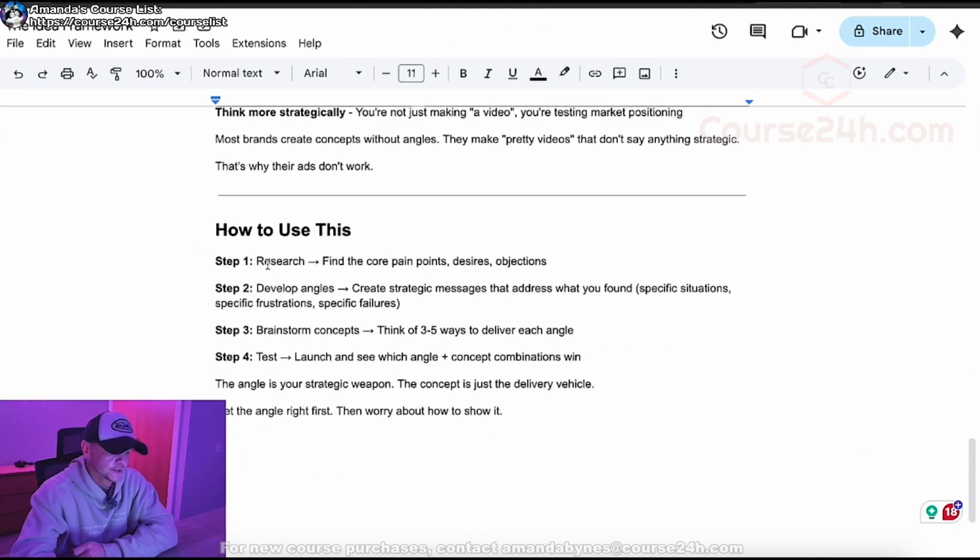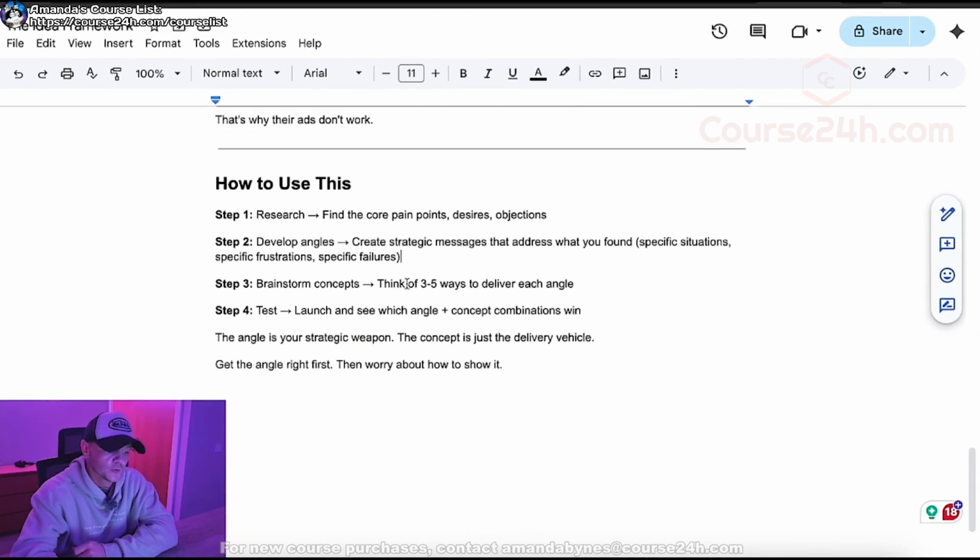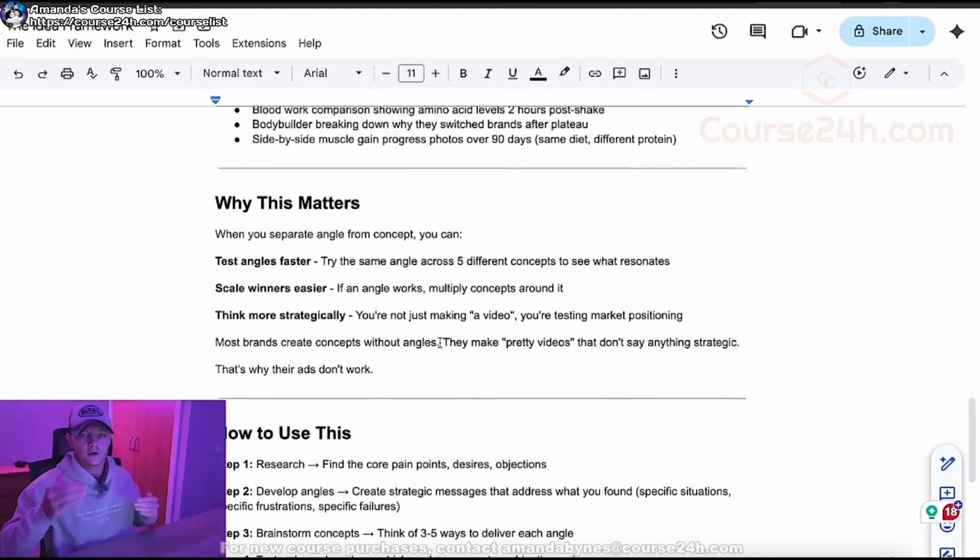So this is how we're going to use this. We're going to use our research. We're going to find core pain points, desires, and objections. We're going to start developing angles, and then we're going to brainstorm concepts, and then you test and launch. So that is the hierarchy of angle creation and idea. That's the idea framework.